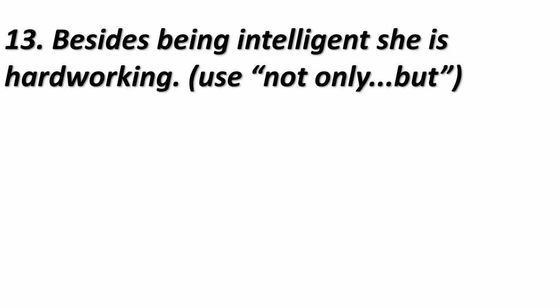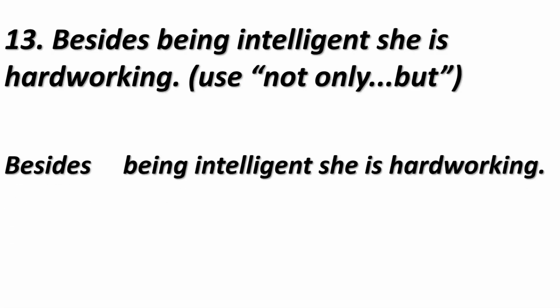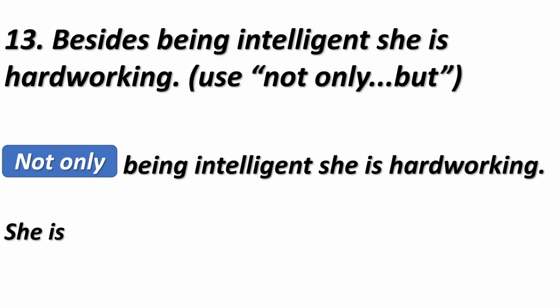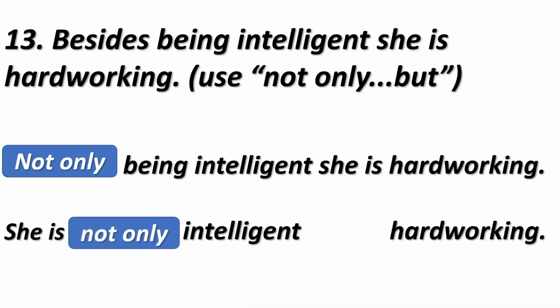Let's see this one. Besides being intelligent, she is hardworking. The instruction is to use "not only, but." Here we are going to replace "besides" with the words "not only." Not only being intelligent, she is hardworking. Could we make it in this way also? She is not only intelligent but hardworking, because we are going to use the phrases from the instruction as directed, that is, not only, but. She is not only intelligent but hardworking.